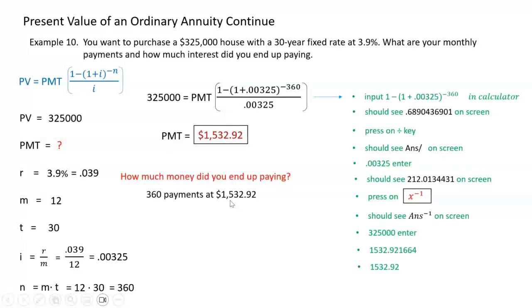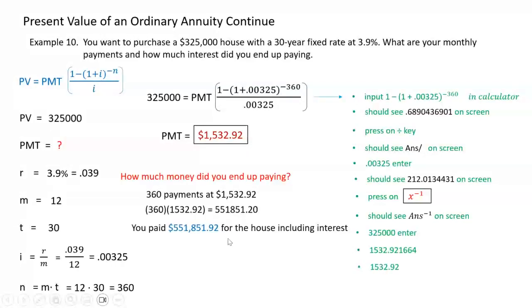Again, these are my payments, and we made 360 payments, right? So we multiply 360 times the $1,532.92. That's going to give us $551,151.20. That's how much you end up paying for the house. Okay. So how much extra interest did you pay? Right. So we subtract that amount minus what you borrowed from the bank. So you paid over $250,000 in interest. Isn't that amazing, guys? That's a lot of money.